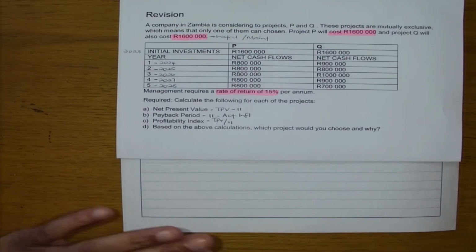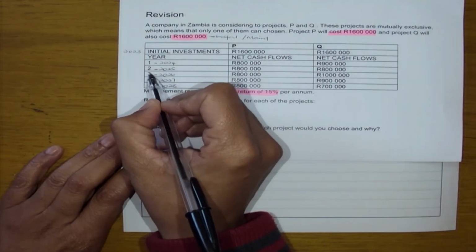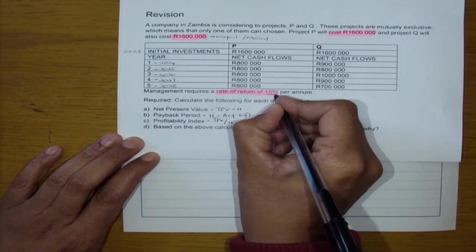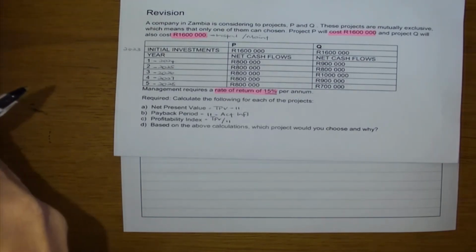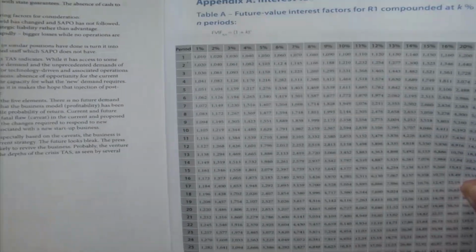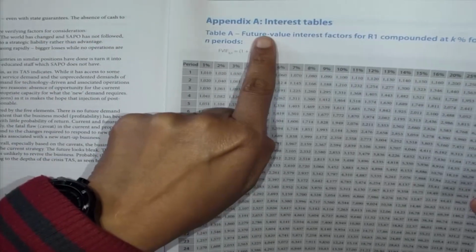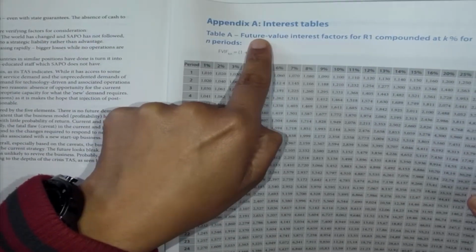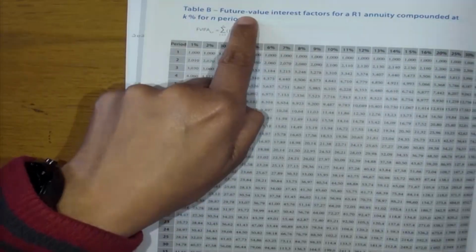So now, how do I use my table? I go and check what's my period. It's 1, 2, 3, 4, 5 years at 15%. But now I need to see which table I need to use. They've given me future values, so automatically they want me to calculate present values, right? If you look at the top of your table, table A and table B are for calculating future values, so we can't use them.